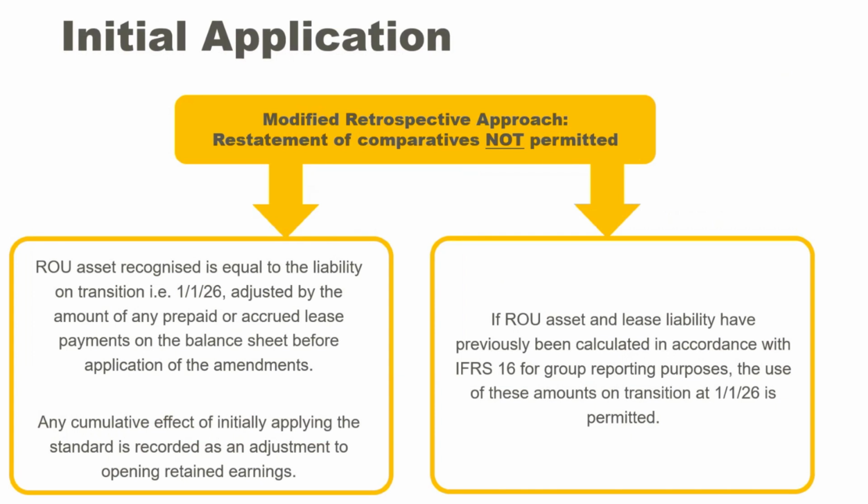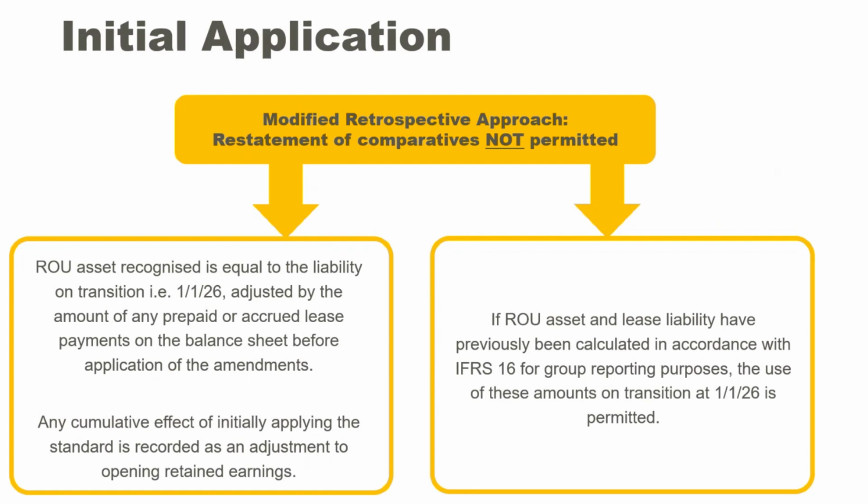In terms of initial application on transition to the new leasing accounting amendments, you don't restate your comparatives. So it's different to IFRS 16 in this respect. Under IFRS 16, there was a choice in this matter, but under this new lease accounting model, the changes to FRS 102 and FRS 102.1a, there isn't a choice. So you don't restate comparatives. Instead, you recognise the cumulative effect of transitioning to the new lease accounting model as an adjustment to your opening retained earnings at the date of initial application.